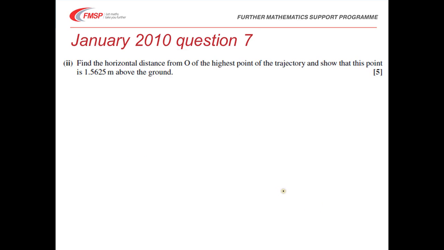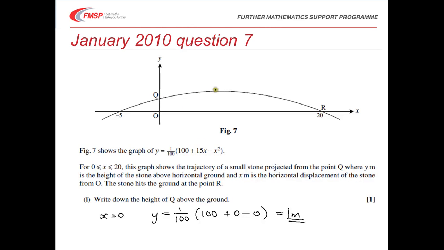We now have to find the horizontal distance from the origin to the highest point of the trajectory and show that this is a particular height. There are two ways to do this. You could use calculus, differentiate this equation of this curve, and put it equal to 0, because at the maximum point here the gradient will be 0. And you can then work out the x-coordinate and the corresponding y-coordinate.